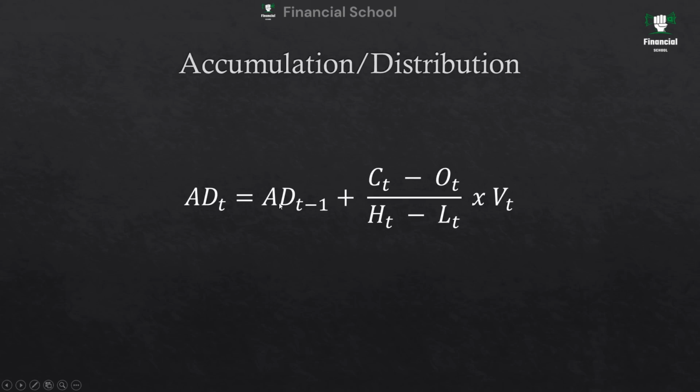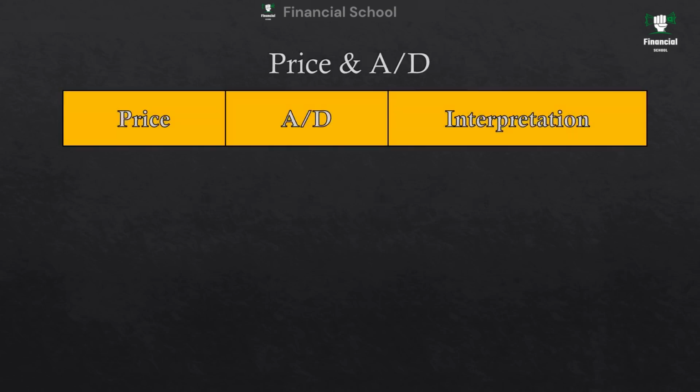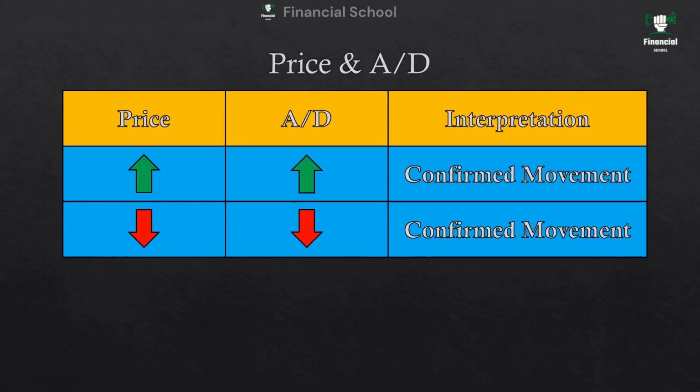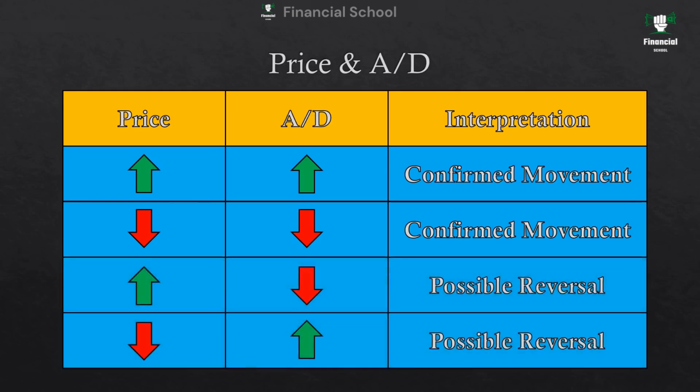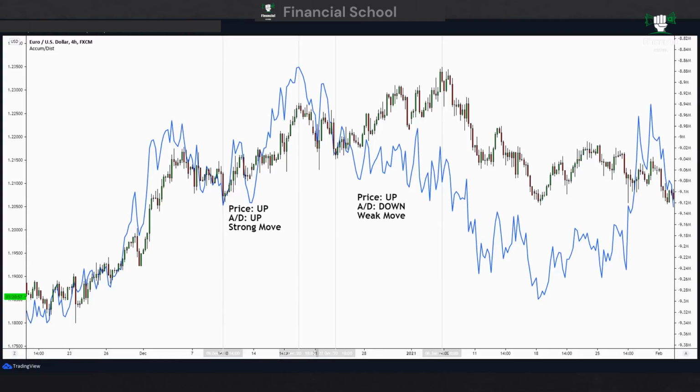So it's a cumulative indicator like the on-balance volume. The accumulation distribution indicator has a very simple interpretation. When the indicator line is moving in the same direction as price, it's basically confirming the price direction. If the indicator line and price action diverge in direction, it means the possibility of a reversal. In this chart, we can see the accumulation distribution indicator plotted on top of price.